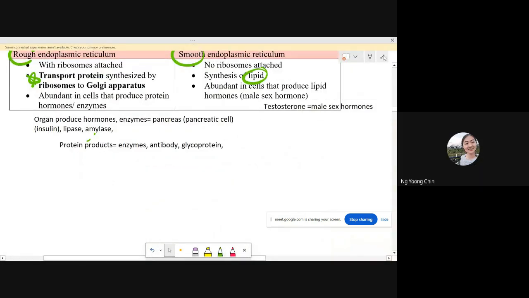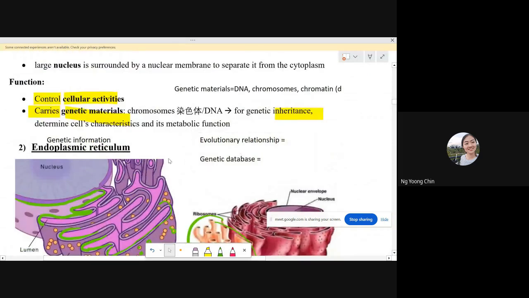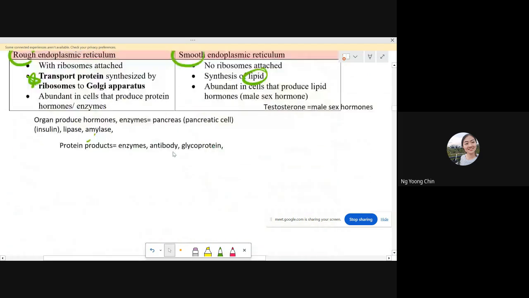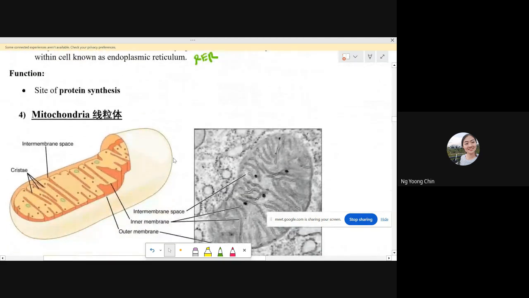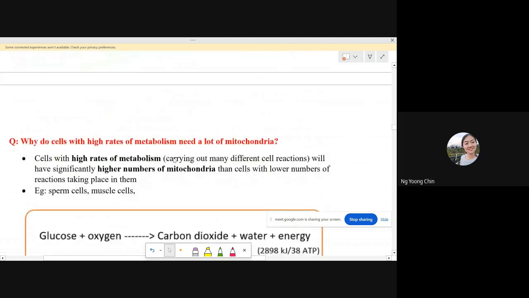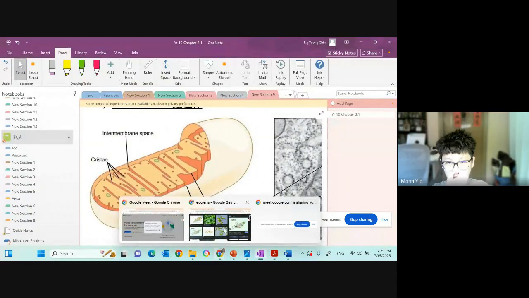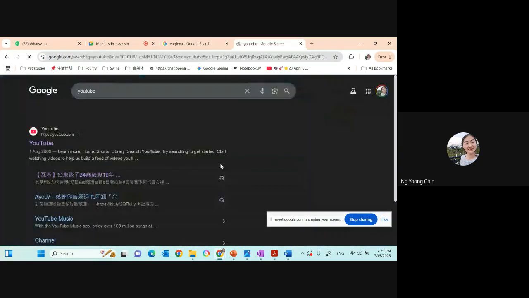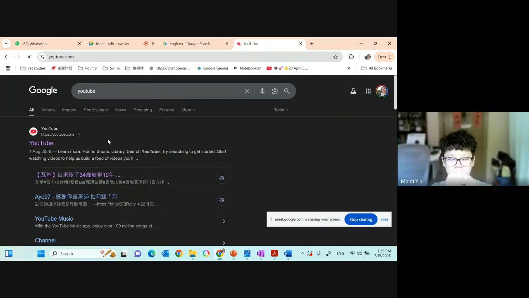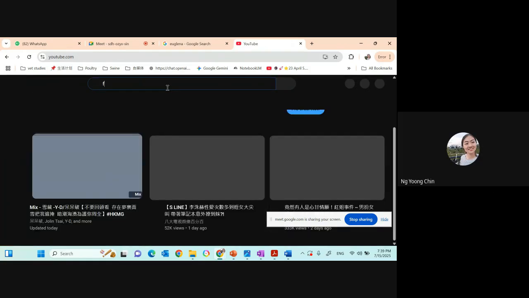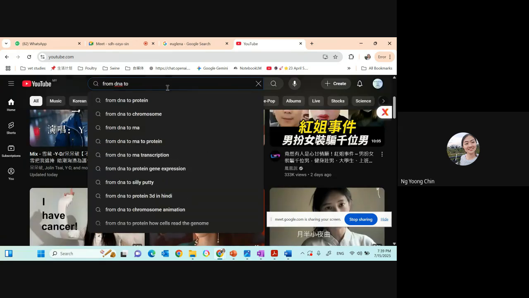Just for you to understand now, we are learning about the nucleus, the ribosome and the endoplasmic reticulum because we need to know more about how our body cells are able to produce protein. So Monty, let's have a look at a video together. I would like to show you a YouTube video so you can understand better. This video is very nice and helps you understand more. This one is from DNA to proteins.